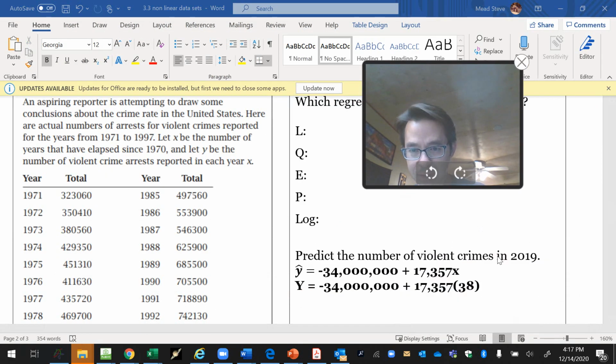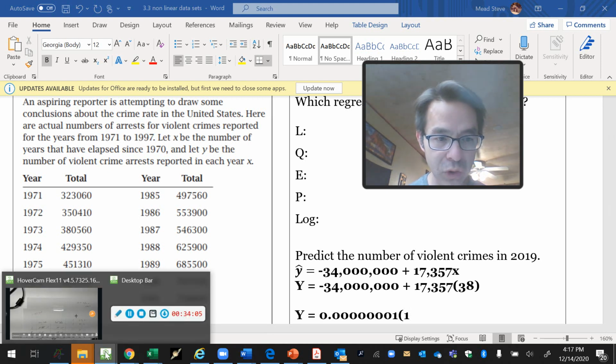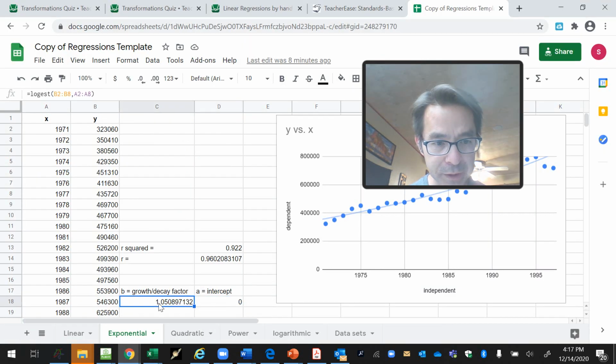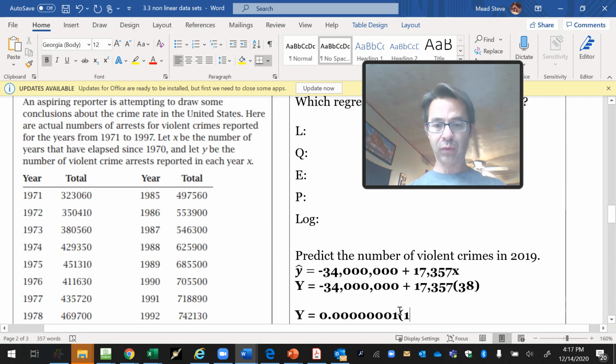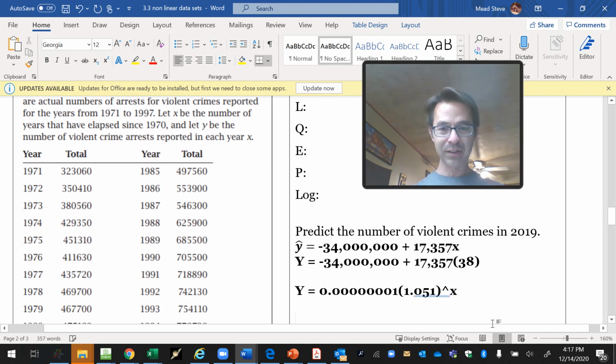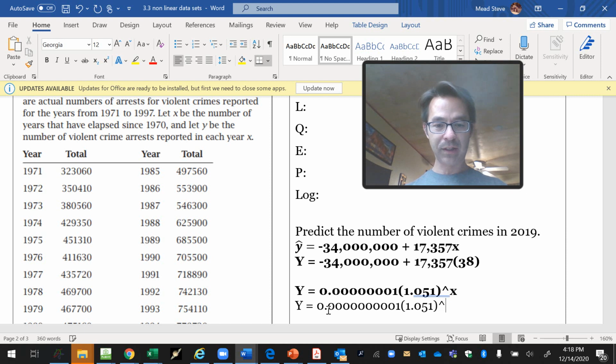Okay, so linear definitely didn't give us a result that meant anything, so I'm going to go with exponential instead. The A value was a ridiculously small number. Watch what I do for my ridiculously small number. Good enough, yeah? And then the B value was 1 point something, that's all I remember. 1.051. I'm going to go with 1.051 to the power of x. So I'm going to use this as my regression model instead because linear did not give us an answer that made any sense. Let's try this one. 0.001 times 1.051 to the power of 38. Let's see what happens here.